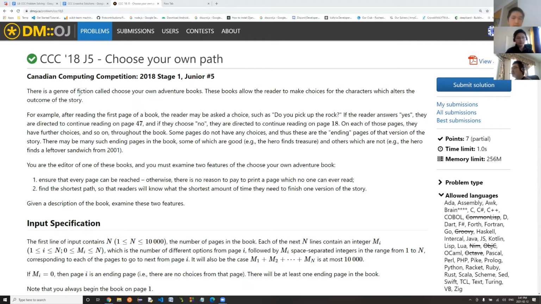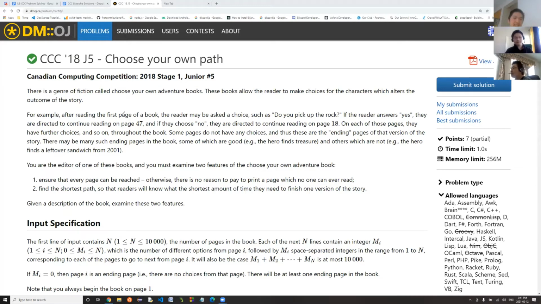So first of all, there's a genre of fiction called Choose Your Own Adventure books. These books allow the reader to make choices for the characters which alter the outcome of the story. This is completely garbage. Let me just start by saying that that's just absolute garbage. A huge part of a CCC problem is just absolute garbage. When you look through a problem, you can actually see that. I don't know why they add a bunch of flavor text to the problem, but it's just absolute garbage. So let's just keep going.